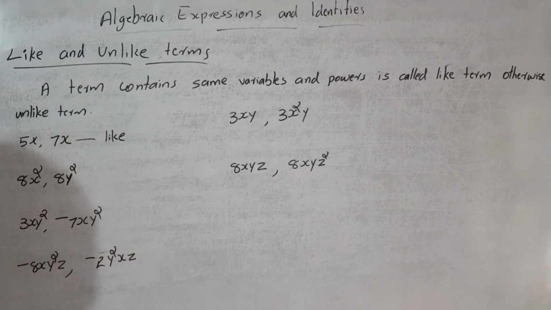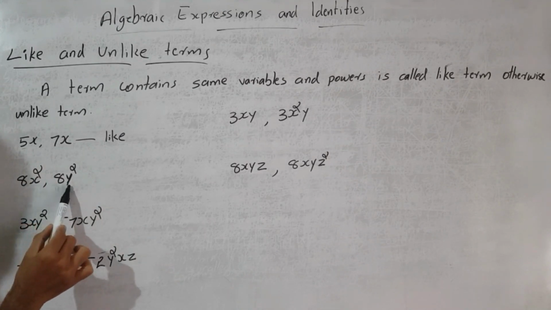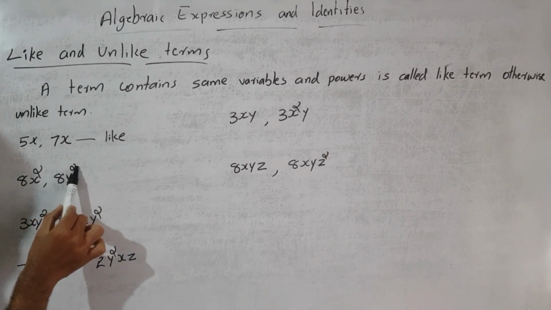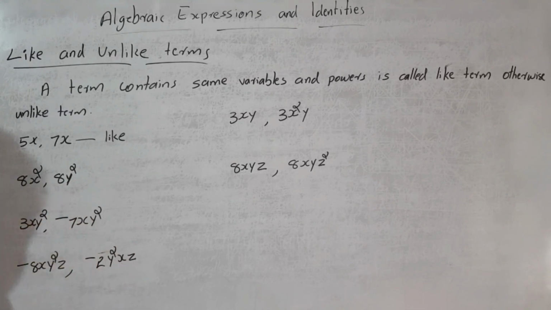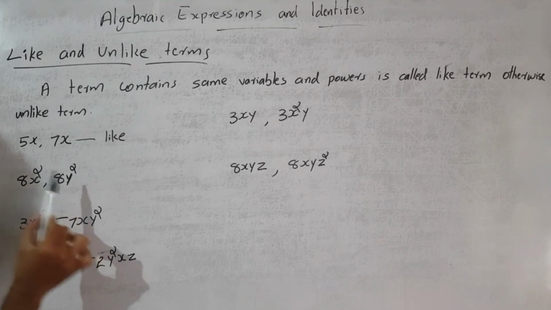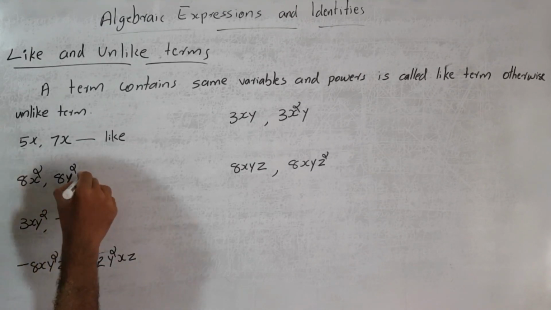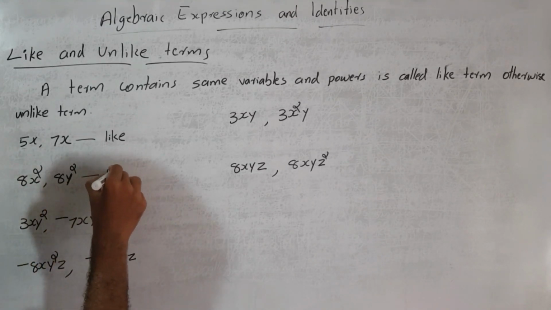Okay, then the second example, 8x square and 8y square. Here it is very clear that we do not use the same variable. The power is the same and the coefficient is the same, but the variables are different. Since the variables are different, we can clearly say it is unlike.